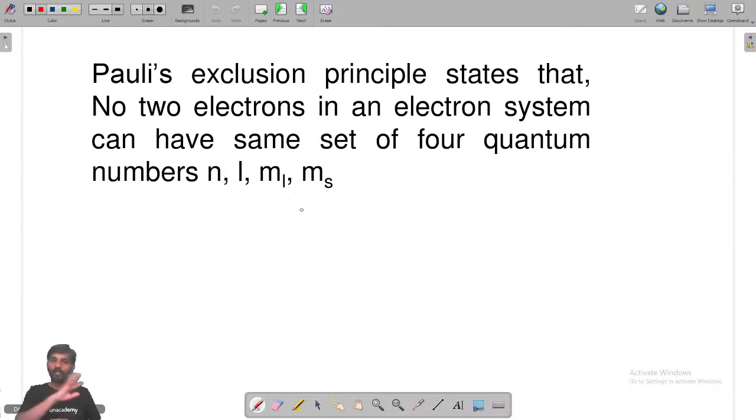Similarly, no two electrons in the world or in any electron system will have the same values of the 4 quantum numbers. What does it mean, sir? Let's say n value is 1 and L value is 1. Example I am telling. And ML value is 1 and MS is going to be, let's say, 1 by 2.